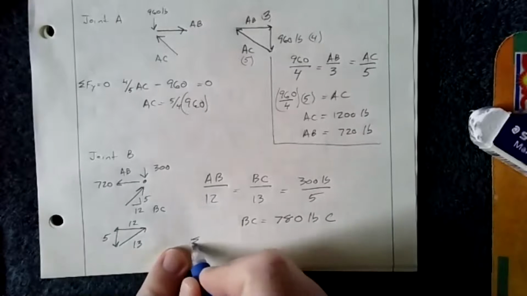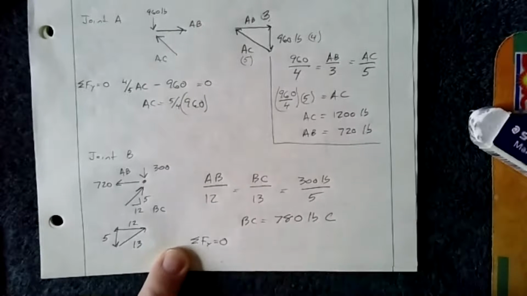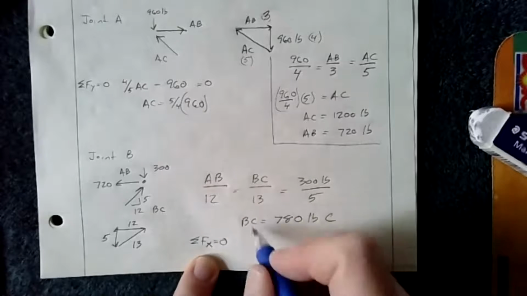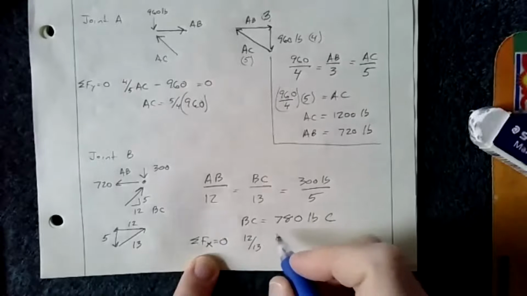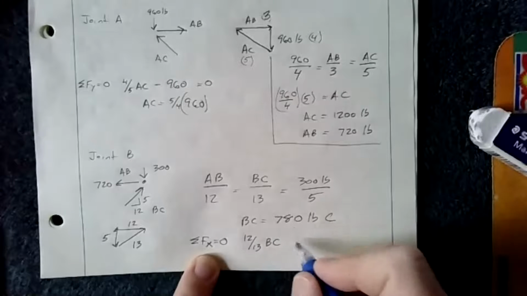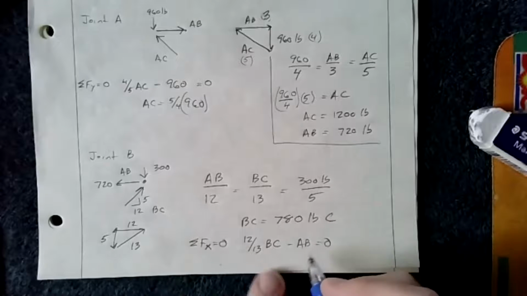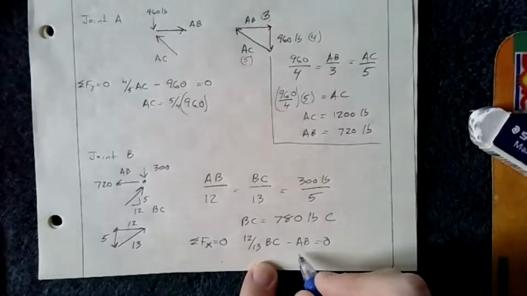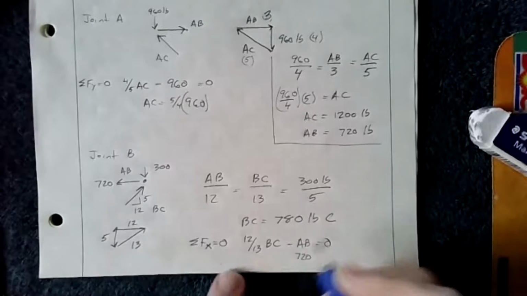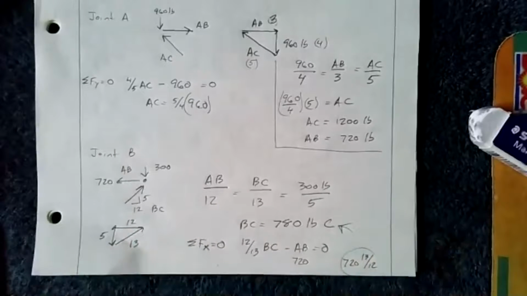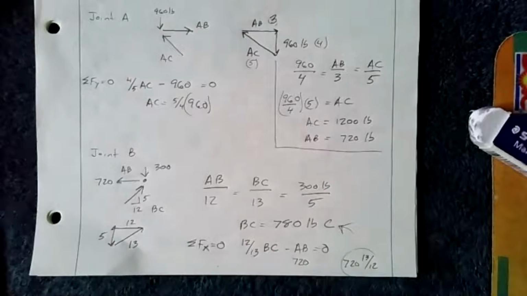We could have also done it by just saying the sum of the forces in the X is 0, because we already had everything in the X since the 300 pounds is vertical. In that case, it would have just been 12/13 BC minus AB equals 0. And since we knew AB was 720, that would have been 720 times 13/12, which gave us this here. Okay, so that was a fairly simple example.